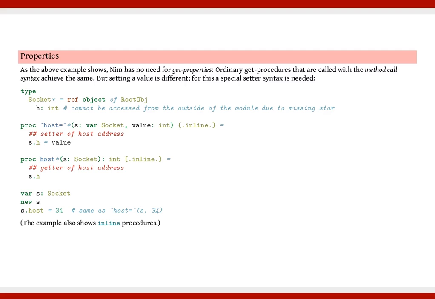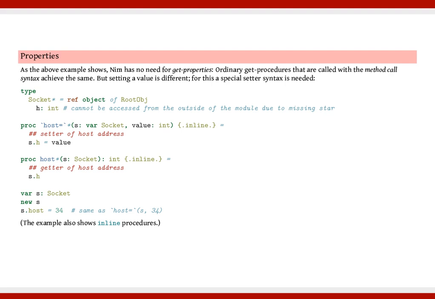Properties. As the above example shows, Nim has no need for get properties. Ordinary get procedures that are called with the method call syntax achieve the same. But setting a value is different. For this a special setter syntax is needed. type Socket* = ref object of RootObj. h: int # cannot be accessed from the outside of the module due to missing star.